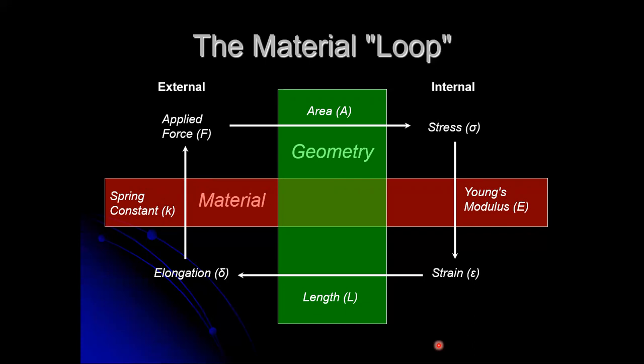The connection between the external picture and the internal picture, between force and stress and elongation and strain, that's all geometry. That's how those two factors of material and geometry influence how that structural member is going to behave when loaded. So that loop can help you figure out various problems. We can use it in lots of different ways.